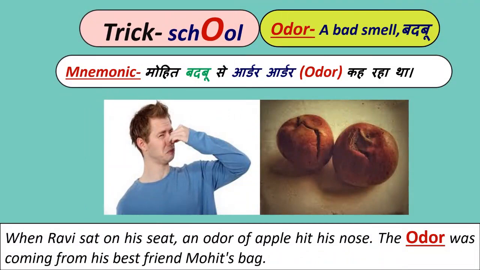The next letter is O and the word is odor, which means a bad smell. In Hindi, badbu. Mnemonic is मोहित बदबू से order कह रहा था. Let's see the sentence. When Ravi sat on his seat, an odor of apple hit his nose. The odor was coming from his best friend Mohit's bag.